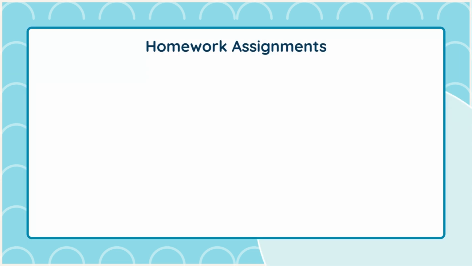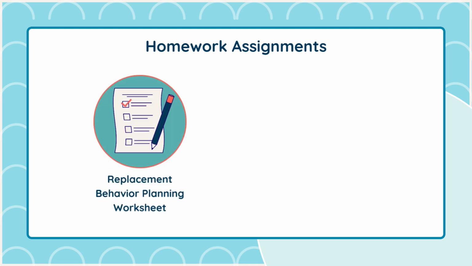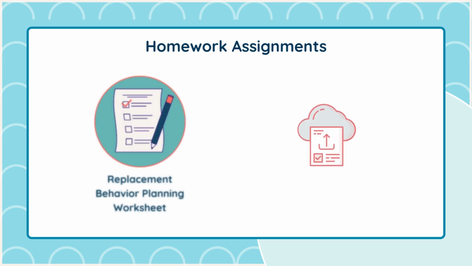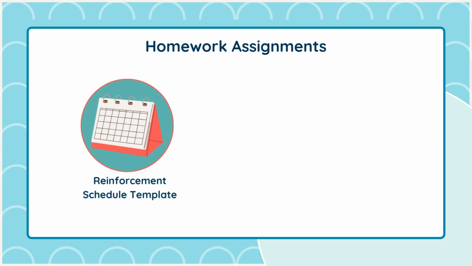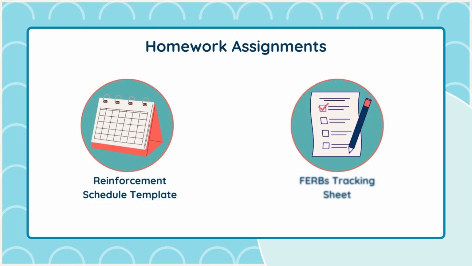Homework assignments. Your homework assignments for this lesson include completing the Replacement Behavior Planning Worksheet to identify and plan FERBs for your child's specific problem behaviors. Submit the worksheet for review and feedback. Implement the reinforcement schedule for the identified FERBs over a week. Record the child's response and any changes in behavior using the FERBs tracking sheet.